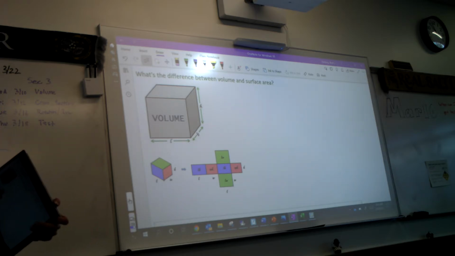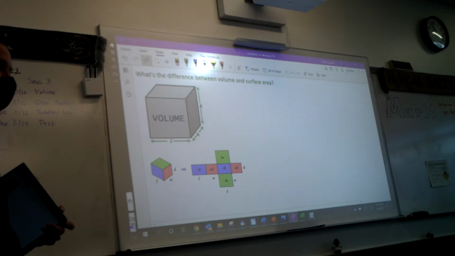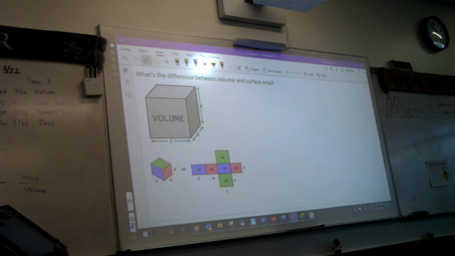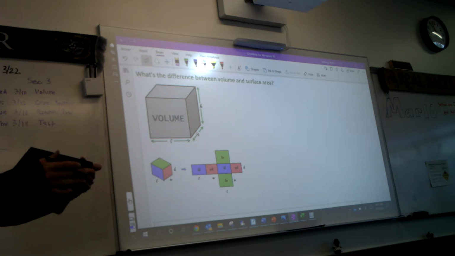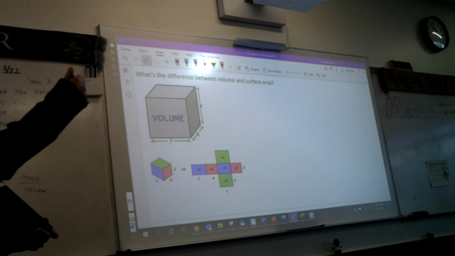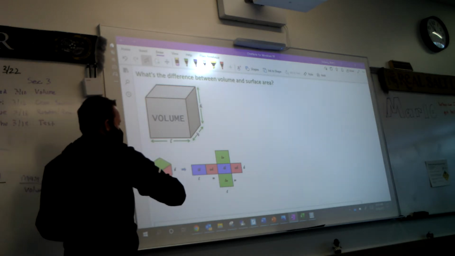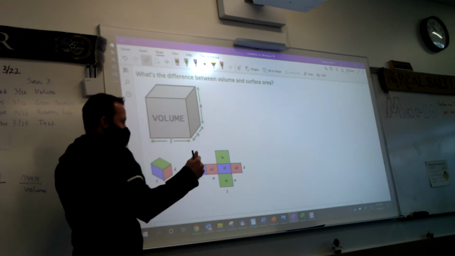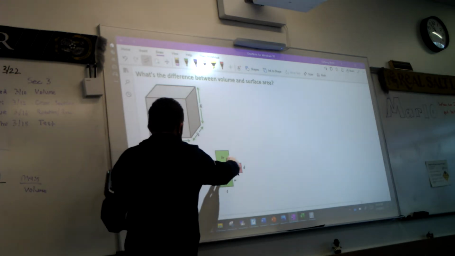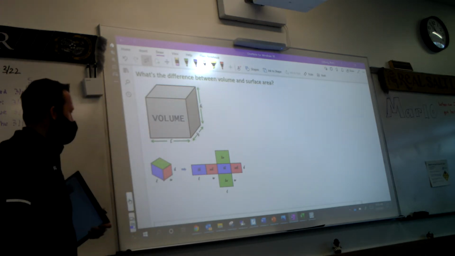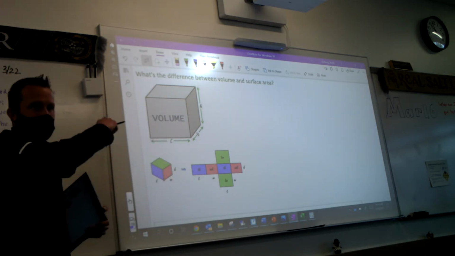What about surface area? Does anyone think they have a good definition of surface area? Eleanor? Yeah, it's kind of the shell, the surface, right? It's kind of self-explanatory. Surface area. So if I take this block here and I unfold it, okay? How many surfaces do I have? Well, I've got 2 greens, 2 blues, and 2 reds. So if I just find the area of each of those and add them up, guess what I just found?